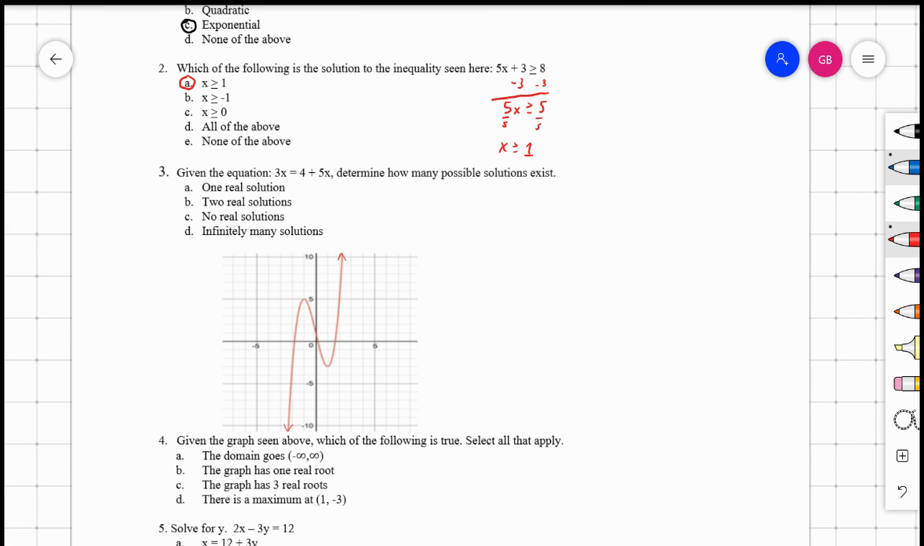Number 3, given the equation 3x equals 4 plus 5x, determine how many possible solutions exist. Okay, so let's go ahead and solve that equation. So I'm going to subtract 5x on both sides. And then divide by negative 2. So x is negative 2. And that's the solution, and that is the only solution. So this one has one real solution.